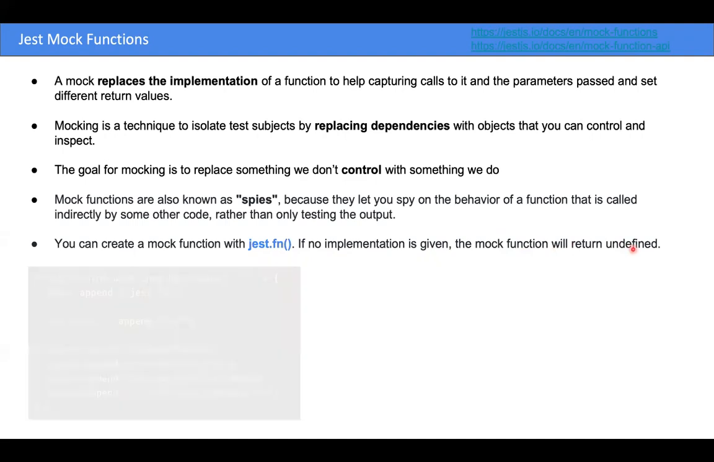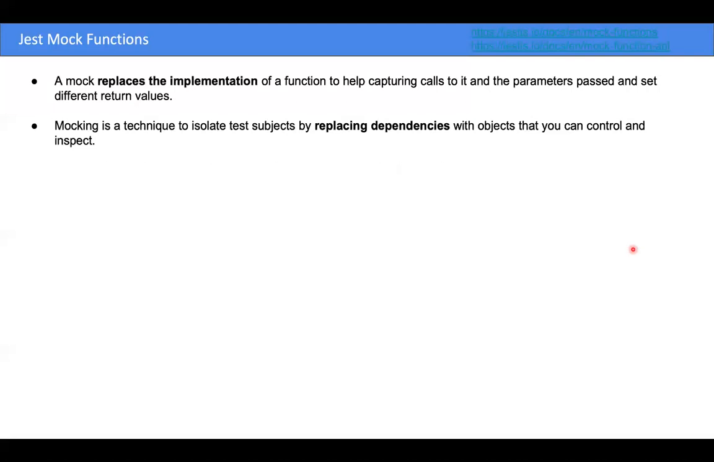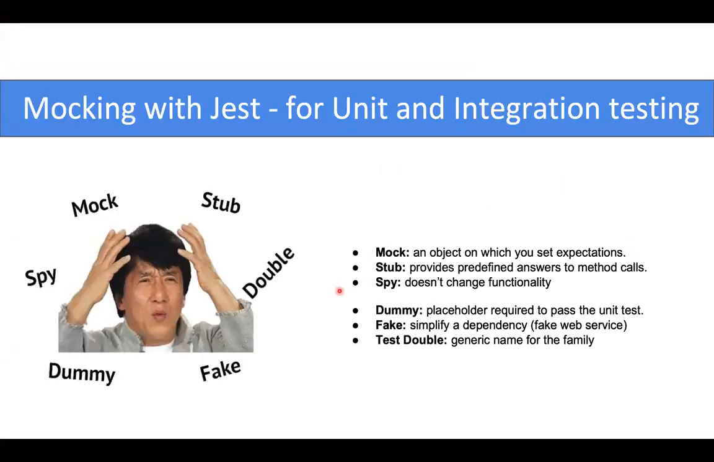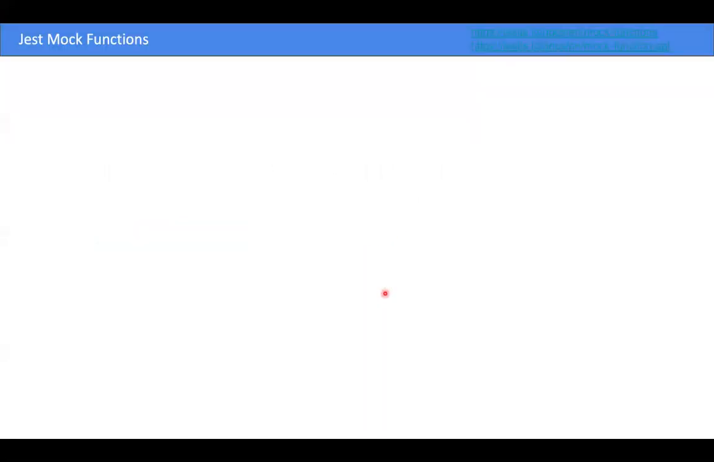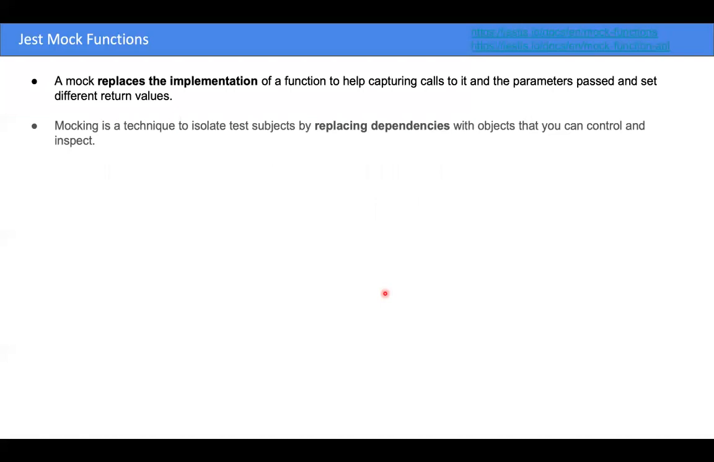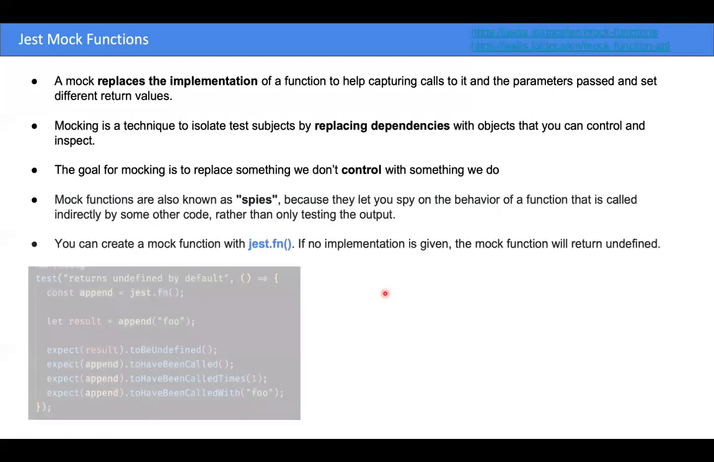So actually in Jest, mock refers to all of these three elements. So mock, stub, and spy, they call all of them mocks. So when you see mock in Jest, you know that they refer to all three of them. And I'll show you how you can make the difference between one and another.